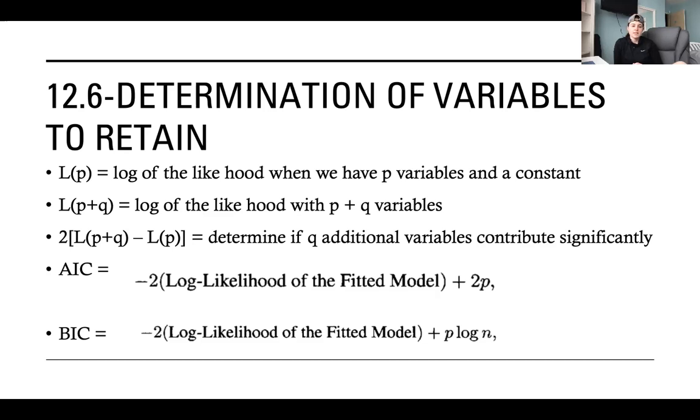Our AIC in this case is going to be equal to negative 2 times the log likelihood of the fitted model plus 2 times p. And our BIC in this case is going to be equal to negative 2 times the log likelihood of the fitted model plus p log n. In both cases, p is equal to the number of variables in the model.